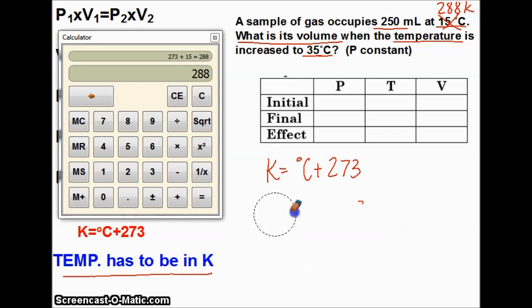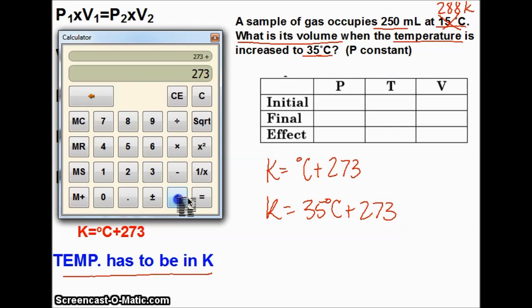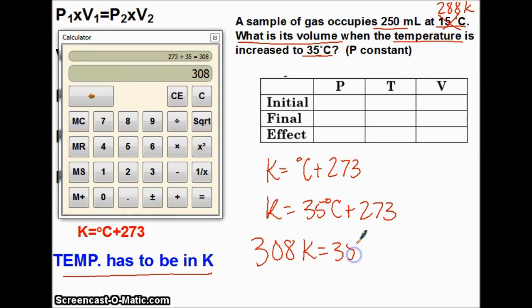All right. Let's go ahead and convert the other one. Kelvin equals our 35 degrees Celsius plus our 273. Again, don't need a calculator for it, but I'll show you on the calculator. 273 plus 35 equals, we get 308 Kelvin equals 35 degrees Celsius. So we don't want this anymore. We have 308 Kelvin here. Great.